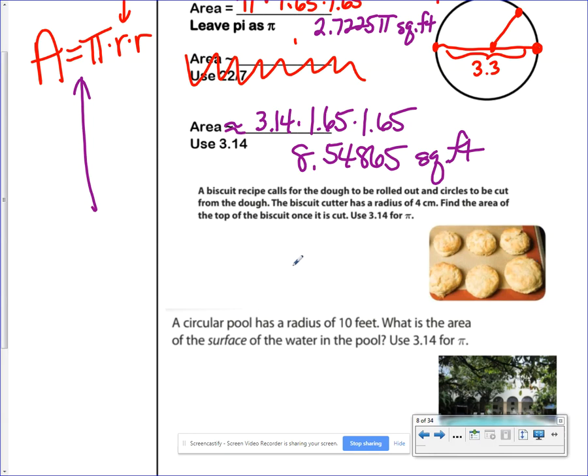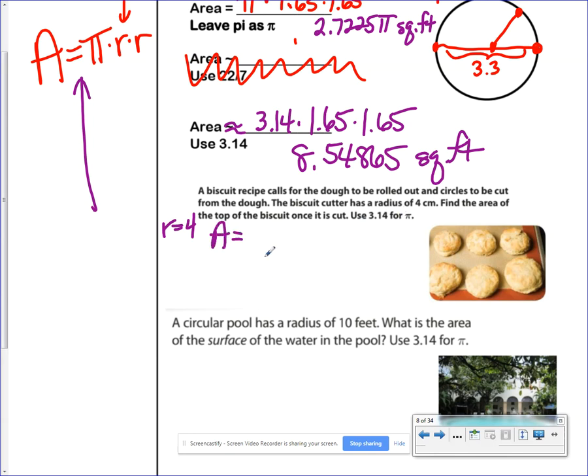All right, are you hungry? Because I'm looking at these biscuits here. And it says we're cutting the biscuits in circles. The biscuit cutter has a radius of 4 centimeters. So you know you have r is 4. Okay. It says find the area of the top of the biscuit once it's cut and use 3.14 for pi.